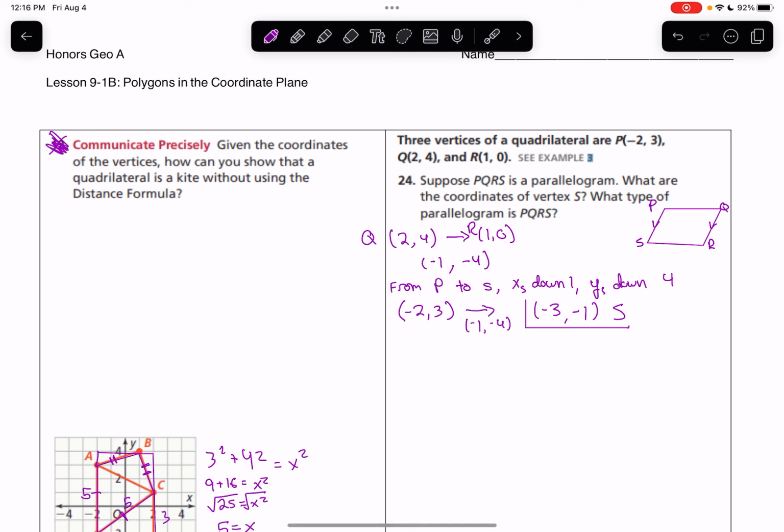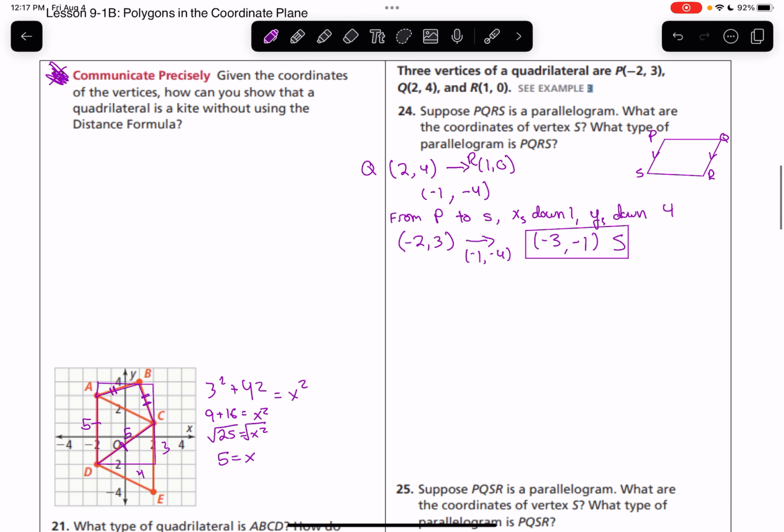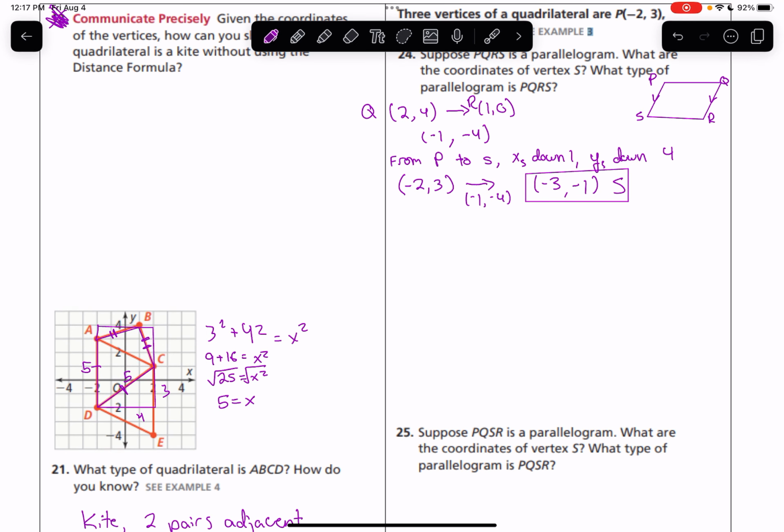It's kind of interesting and confusing. It's something that you could also do on a graph if you wanted to do it on graph paper, and that would be fine as well. But either way, you're going to find out that your S coordinate, in order to make this shape a parallelogram, must be -3, -1. Then it says, what type of parallelogram is PQRS? So we already know that in a parallelogram, the opposite sides have to be the same length, no matter what.